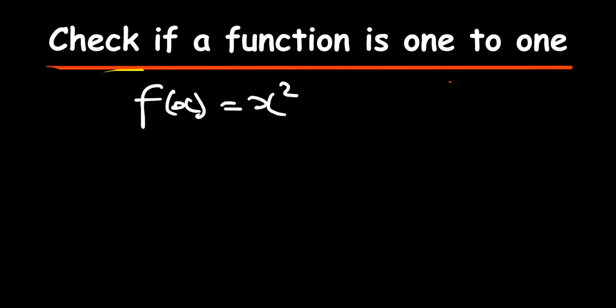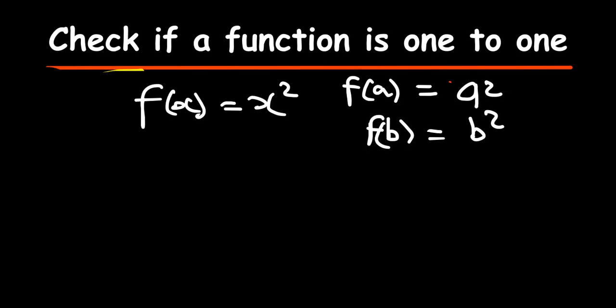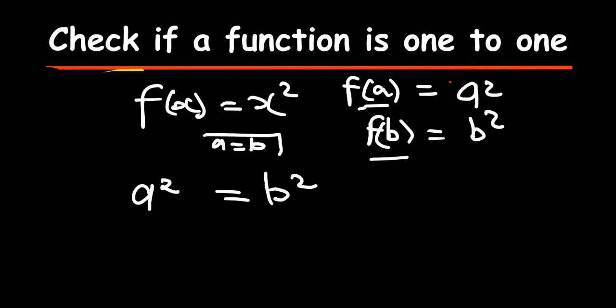So let's find f of a. f of a will be, wherever there's x, we're just putting a squared. f of b will just be b squared. Now let's equate f of a to f of b. So a squared equals b squared. From this expression, are we able to get that a is equal to b? So we are going to square root, even this side we are going to square root.